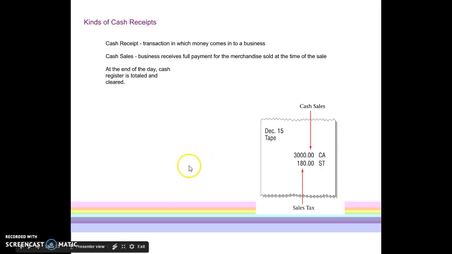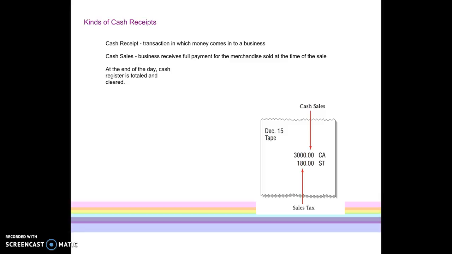As we move along through the content of Chapter 14 and get to Section 3, we are now getting to different types of cash receipts transactions. If we break them down into two separate types, we have a cash receipt, which is a transaction in which money comes into the business, or we have cash sales. This is when a business receives full payment for merchandise at the time of the sale.